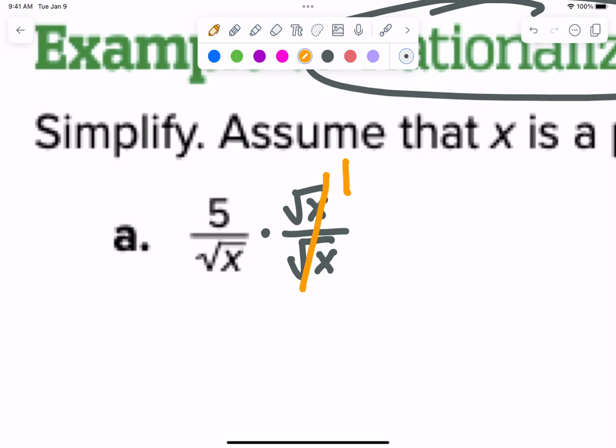We're not changing his value, we're just changing what he looks like, okay? So on the top, what is 5 times the square root of x? 5 square root of x. The 5 is on the outside, so he stays on the outside.